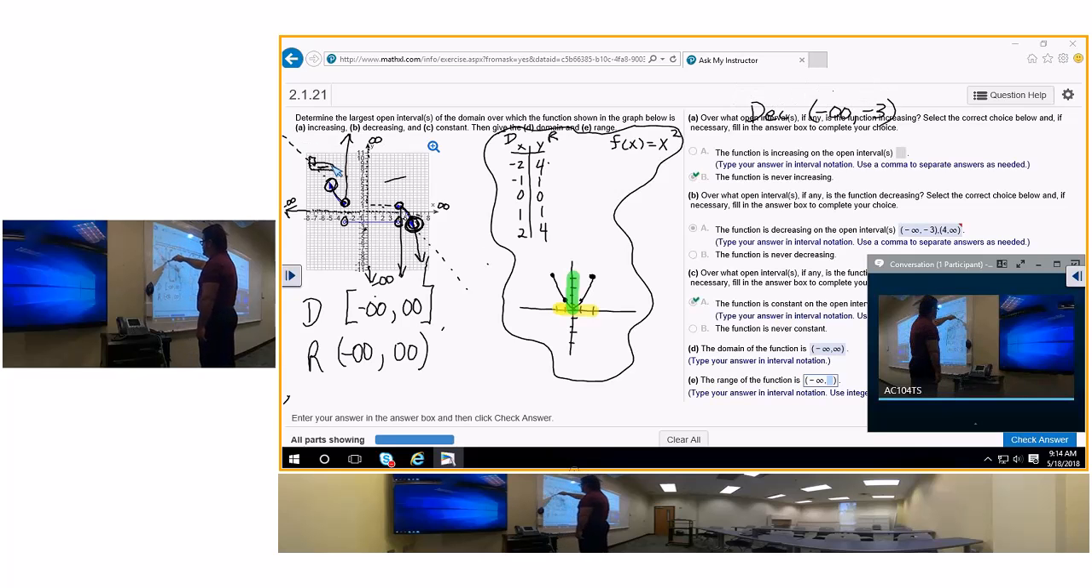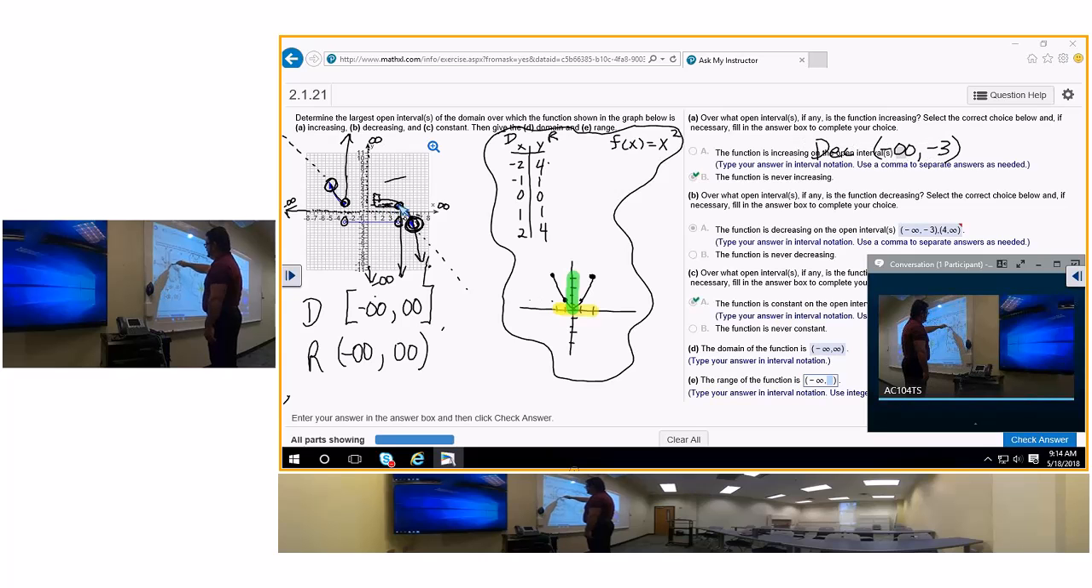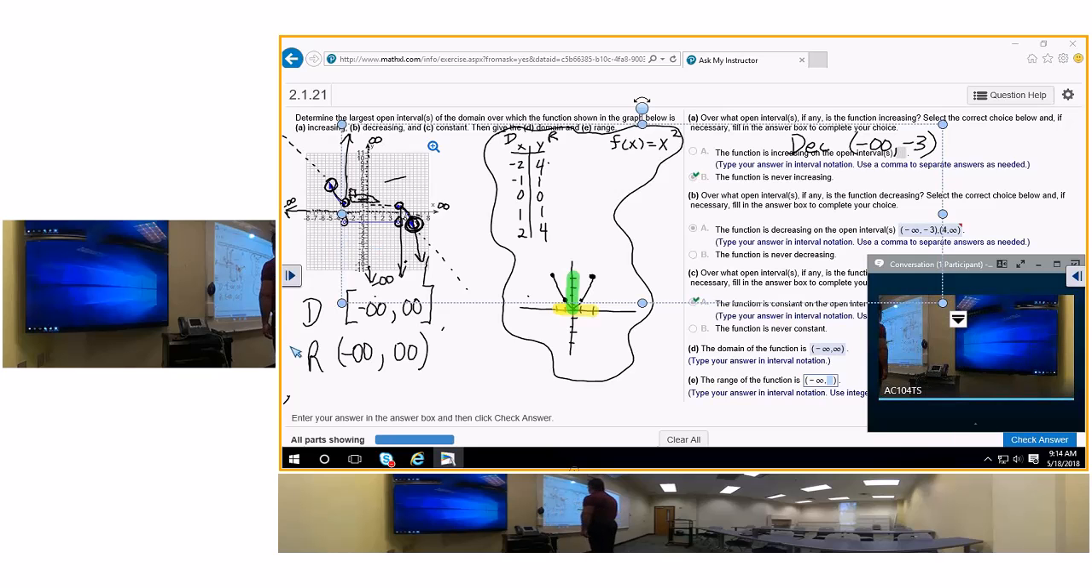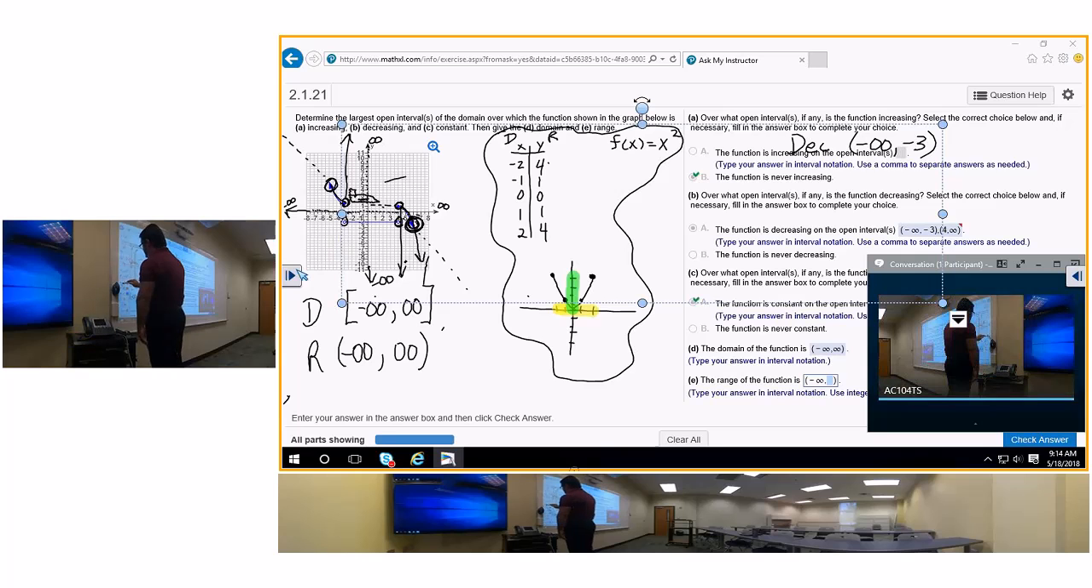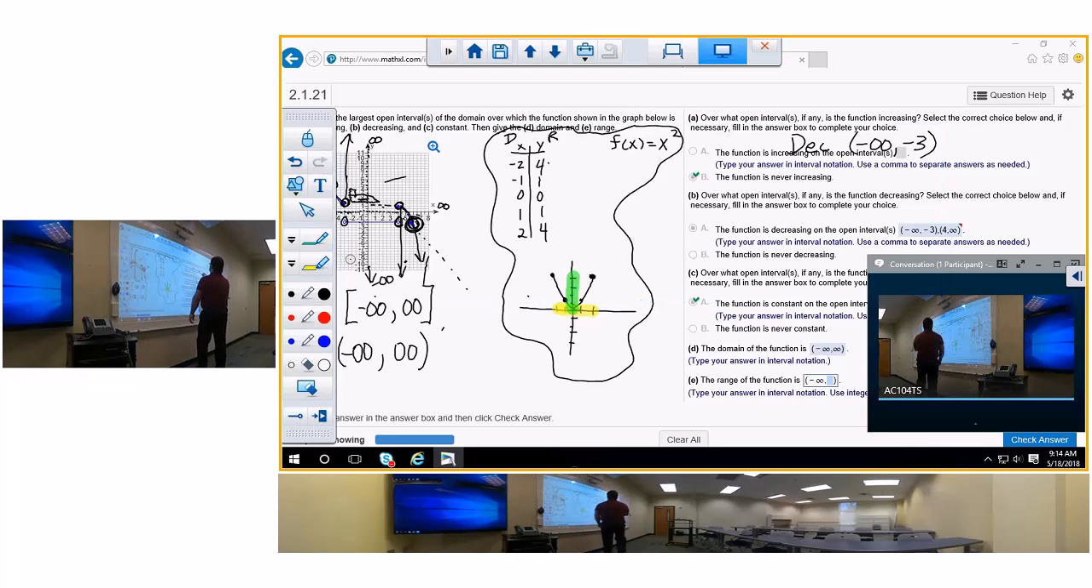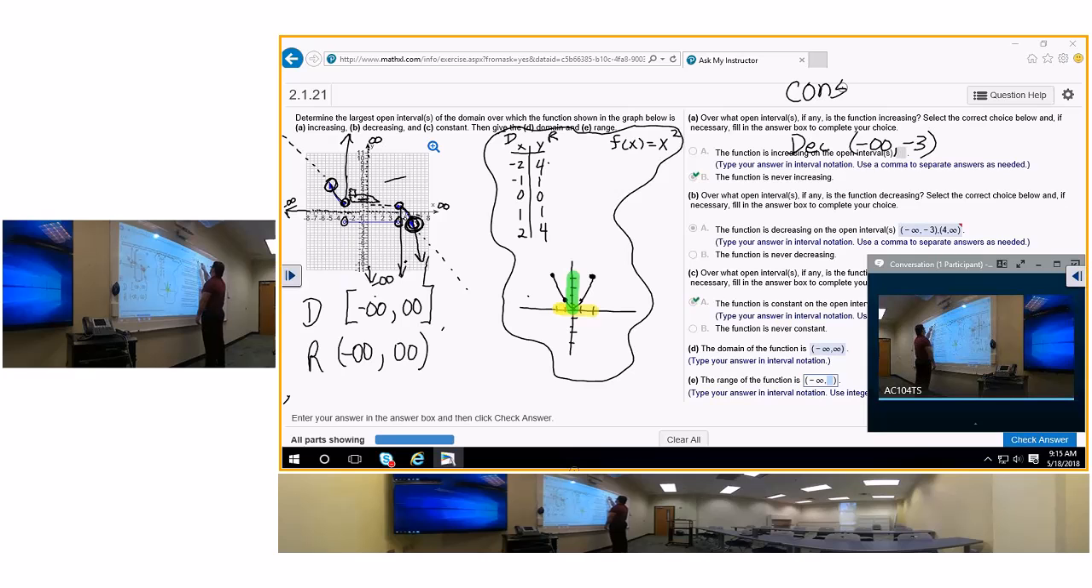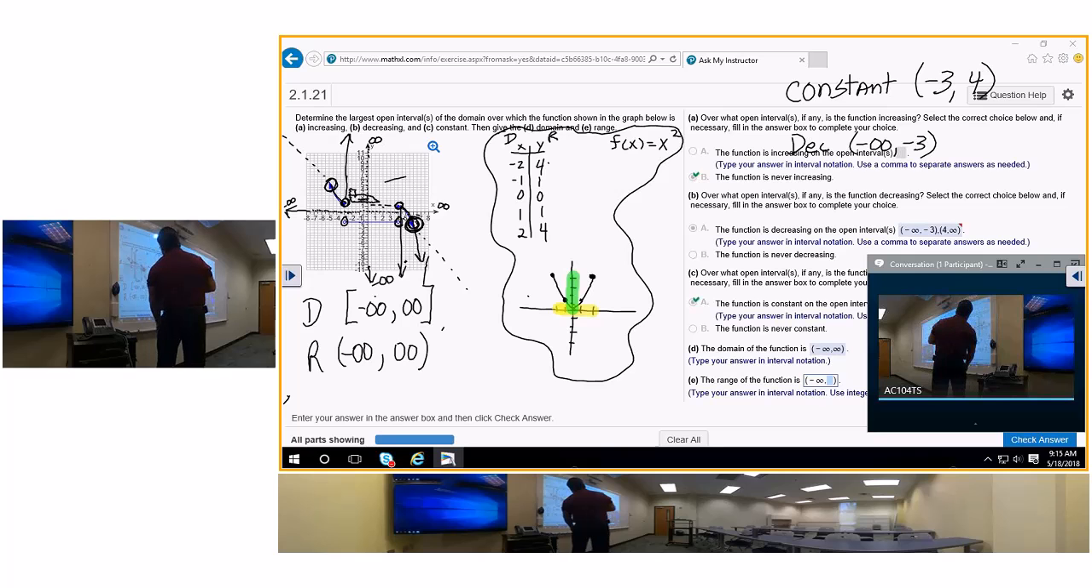All right, we hit down to here, and then what is the plane doing from here to here? It's not doing anything. It's going along the runway. Right here, it's going along the runway. So it's not doing anything. So it's constant from -3 to +4. Constant from -3 to +4.